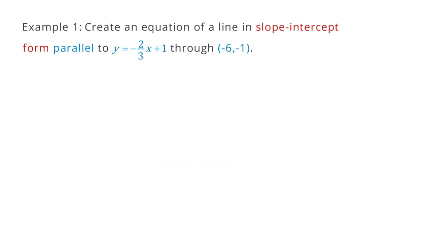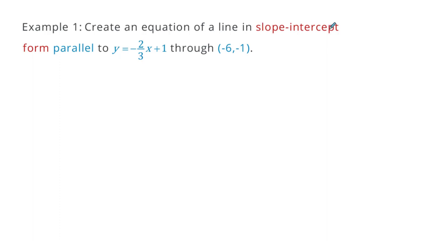For example 1, the directions say create an equation of a line in slope-intercept form parallel to that equation through that point. So, getting started with this. The nice part about these directions is they're literally helping you. They're telling you what format they want you to write your equation in.